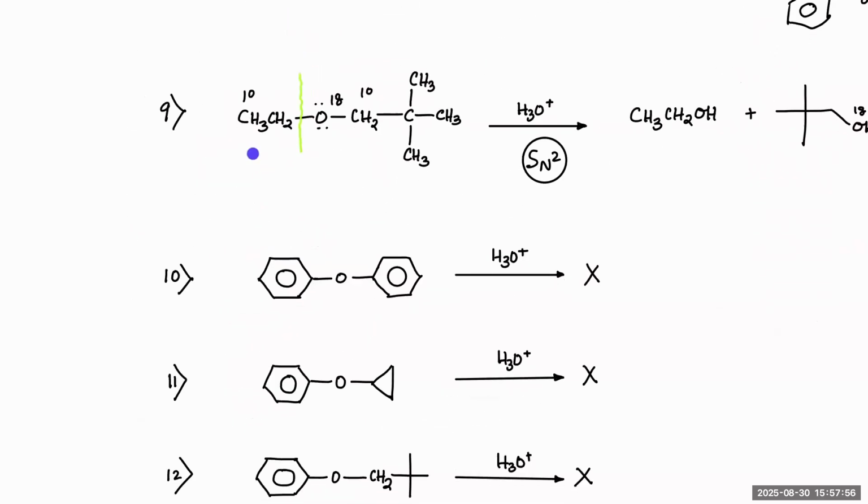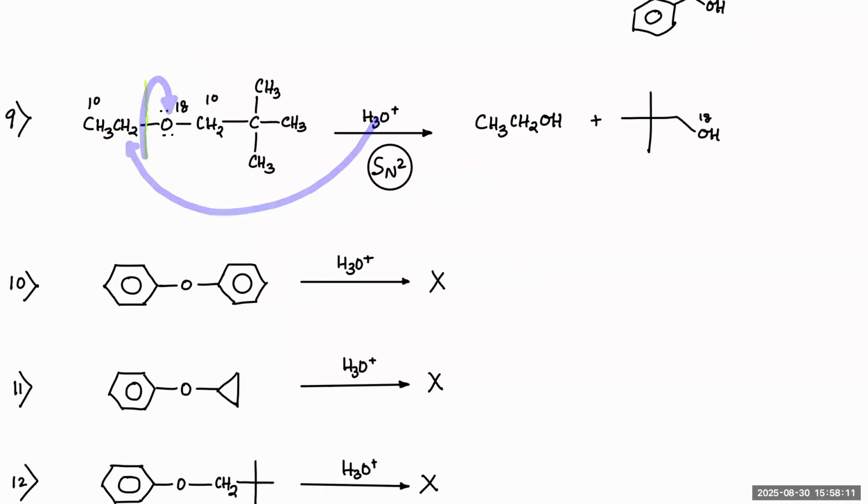Now notice this side. This is a very interesting part. Left side is 1-degree, right side is also 1-degree. The right side is bulkier, but still the oxygen-connecting carbons are 1-degree. So that means it will still favor SN2. The attack of water will always be here, the bond will break on this side, and these are the products which you will get.